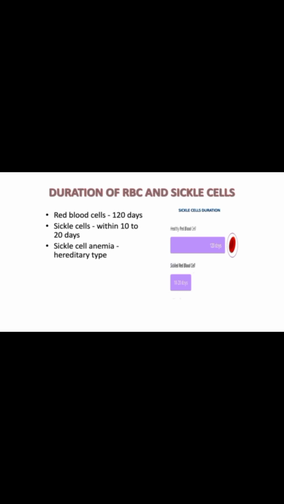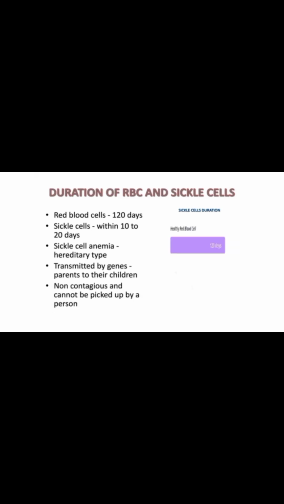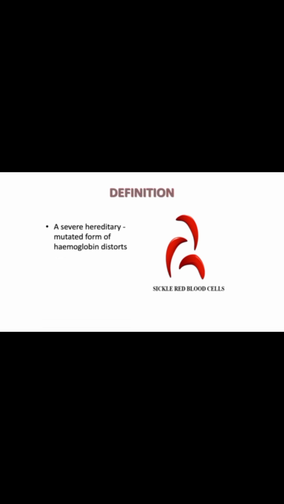Sickle cell anemia is a hereditary disease that is transmitted by genes from parents to their children. It is not contagious and cannot be picked up by one person from another. Sickle cell anemia is a severe hereditary form of anemia in which a mutated form of hemoglobin distorts the red blood cells into a crescent shape at low oxygen levels.